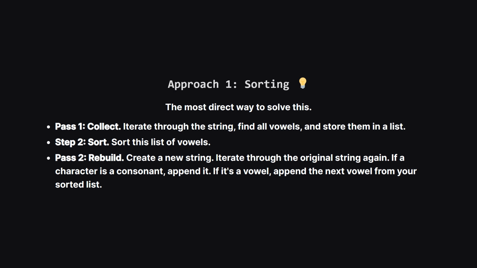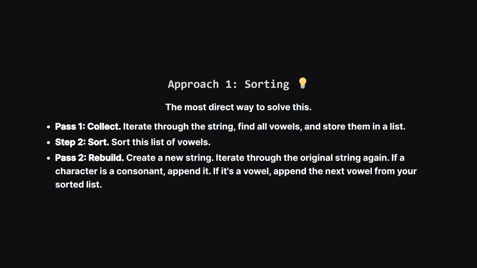LEOTCEDE. So our first approach is the most straightforward one, which I'll call the sorting method. It's a simple two-pass process. On the first pass, we just go through the string and collect every vowel we find into a separate list. Once we have that list, we use a standard sorting function to sort it. Then, we do a second pass to build our result.